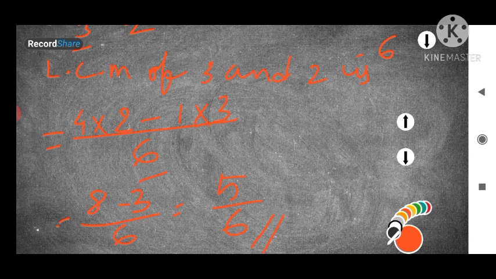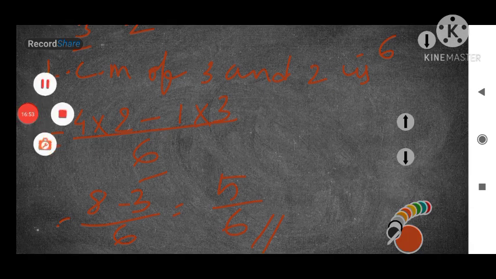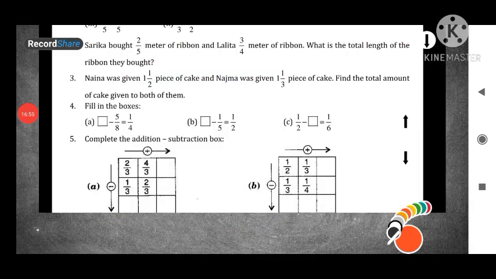Okay, hope you have understood. Any doubt you can ask me. Now come to the next question. Question number 2. Sarika brought 2 upon 5 meter of ribbon and Lalita 3 upon 4 meter of ribbon. What is the total length of the ribbon they brought?